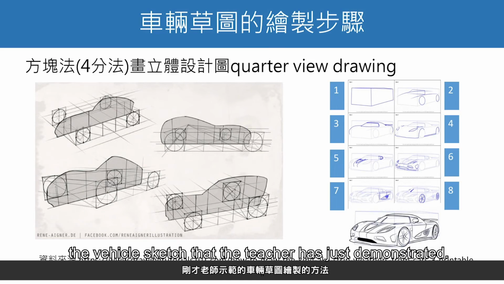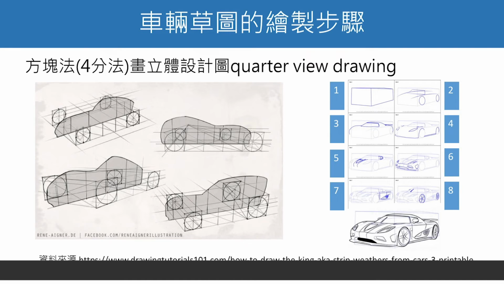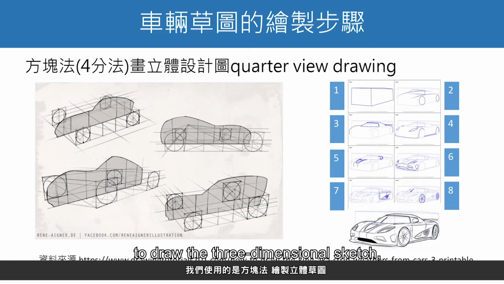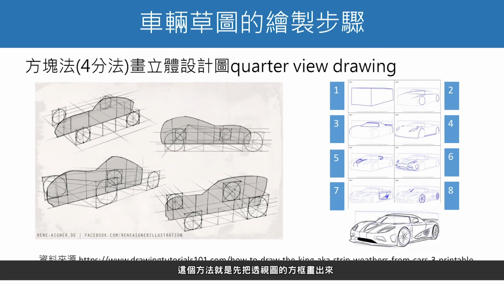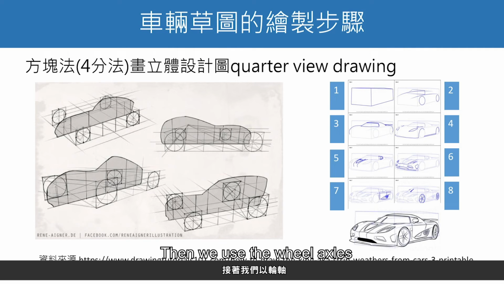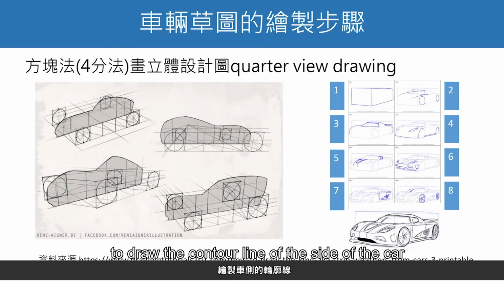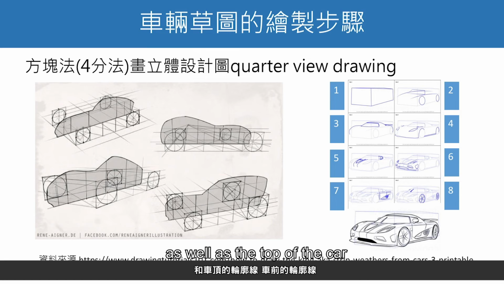Let's review the method of drawing the vehicle sketch that the teacher has just demonstrated. We use the cube method to draw the three-dimensional sketch, also called the chord view drawing. For this method, first draw a cube in the perspective view. Then we use the wheel axles as the corresponding position of the car body to draw the contour line of the side of the car, as well as the top of the car and the front of the car.